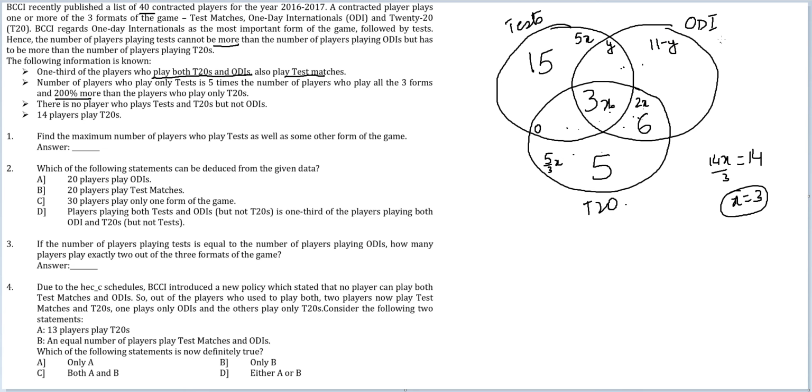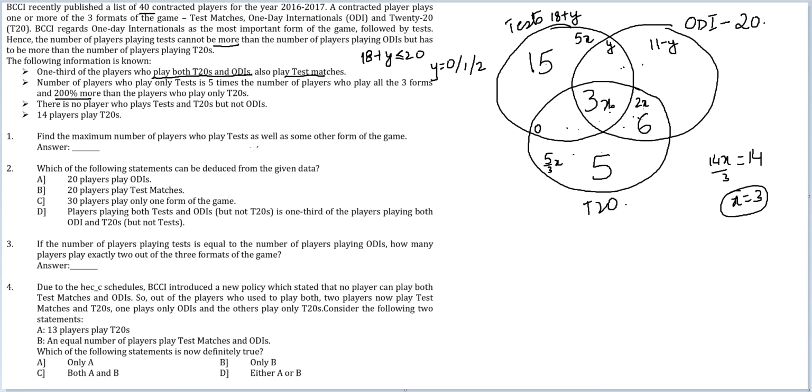Now, how many people play ODI in total? We can find that out. 11 minus Y plus Y is 11. 11 plus 9, so ODI would be 20. Number of people playing tests would be 18 plus Y. These two regions, this is 0. So 15 plus 3, 18. 18 plus Y has to be less than or equal to 20. So Y has to be a whole number. So different values that Y can take are 0 or 1 or 2.